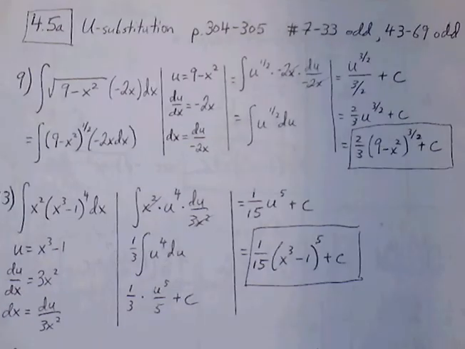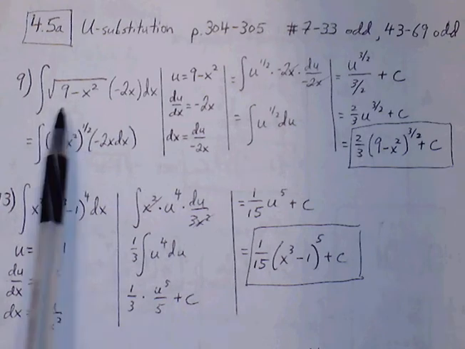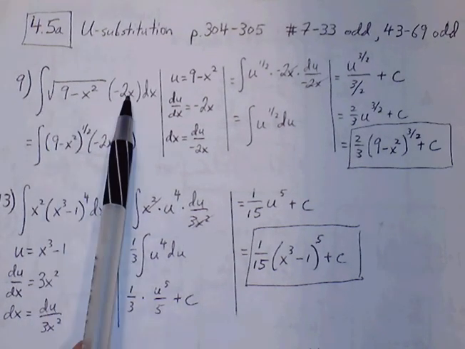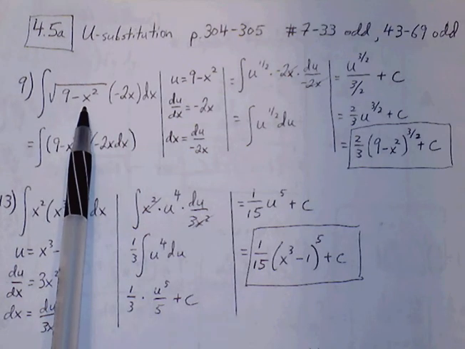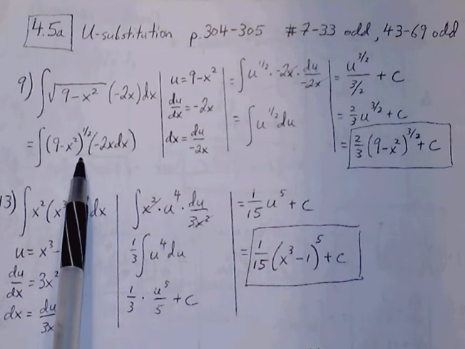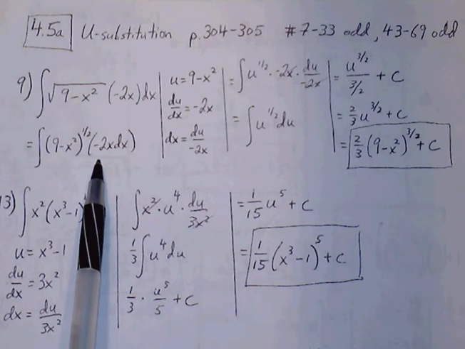Alright, here are some homework problems from 4.5a going over U-Substitution. Okay, so let's look at number 9. We want to first of all, we know we can't expand, so we have to think about potentially having to use U-Substitution. So rewrite in terms of parentheses. So I have 9 minus x squared raised to the 1/2 times negative 2x dx.